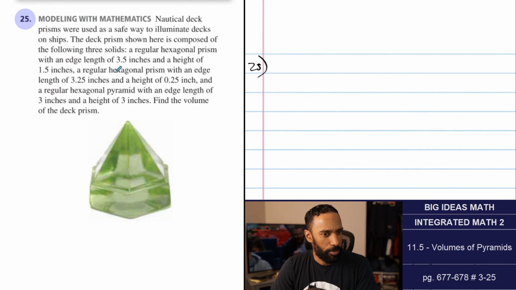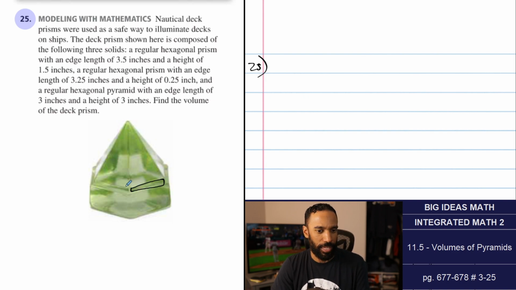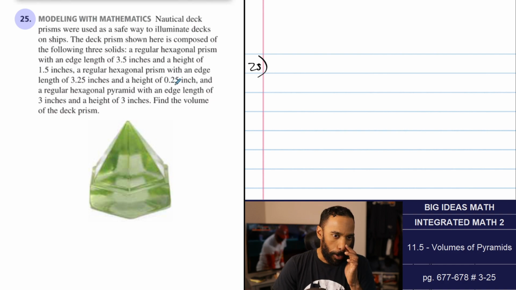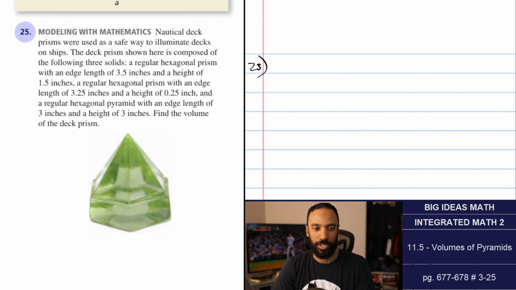A regular hexagonal prism with an edge length... Is that the small thing right here? I want to make sure the drawing's right, but I think it's that small thing right there. Regular hexagonal prism with an edge length of 3.25 inches and a height of 0.25 inches. It must be, with being that small. And a regular hexagonal pyramid with an edge length of 3 inches and a height of 3 inches. Find the volume of the deck prism.